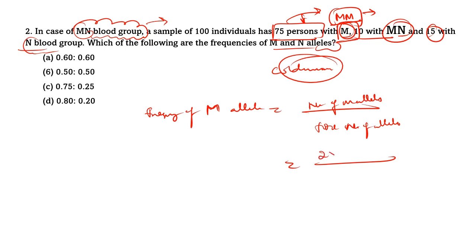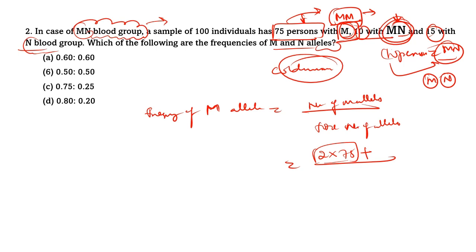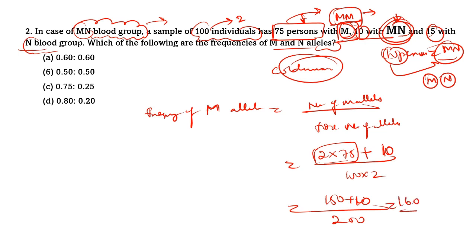So it should be 2 into 75 to get the number of M alleles, plus even in the heterozygous there is one M. There are 10 persons who are heterozygous, having M and N. Each person has one M allele and the other allele will be N. So 10 persons will have 10 M alleles. You add it with 10, divided by the total number of alleles. The population size is 100, and each individual has two alleles, so you multiply by 2, which is 100 into 2. So this will be 150 plus 10, which is 160, divided by 200. This is 160 by 200. So what will be the answer? It will be 0.80.